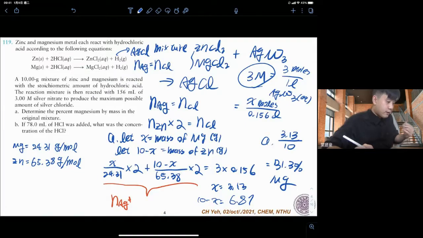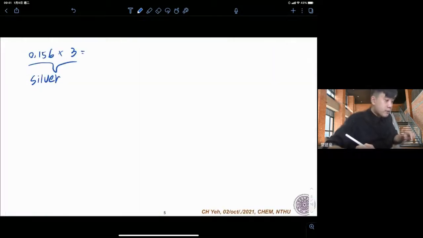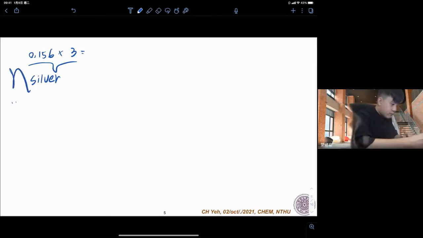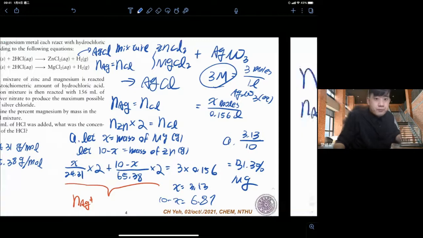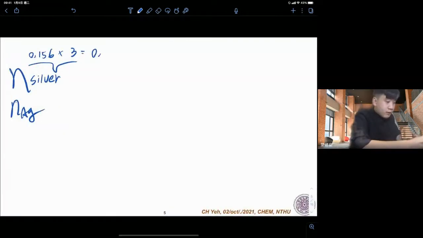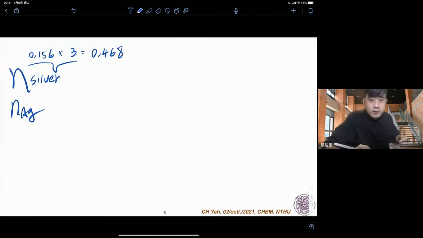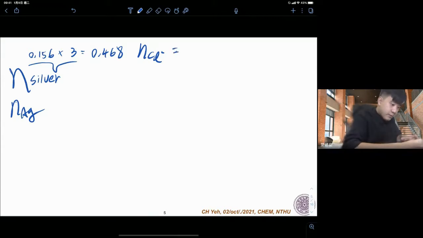Okay, we have known from problem A that the moles of silver will be equal to the moles of chlorine. Again, the moles of silver will be the same as moles of chlorine. All right, so we can know that the silver moles is like this. Okay, and later on, we know that this will be 0.468.